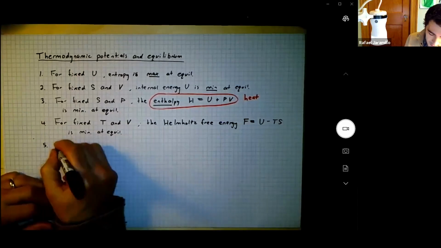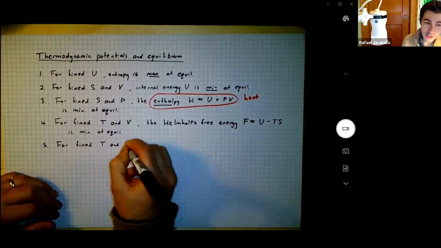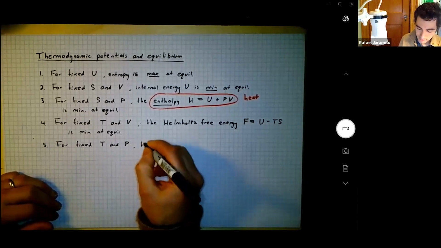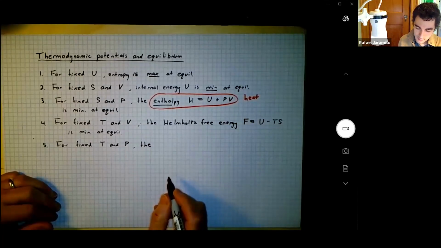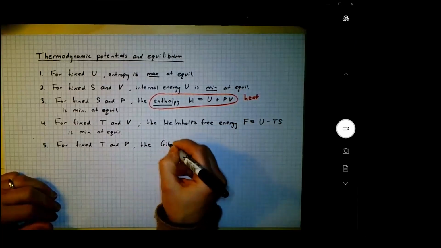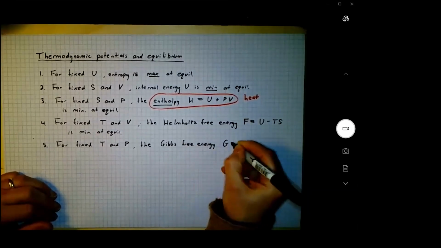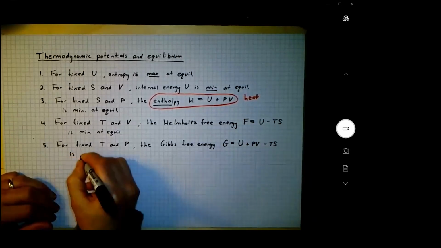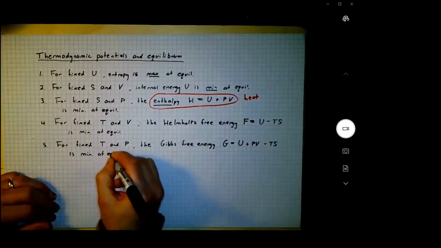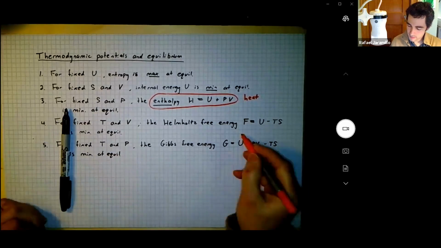This is the one that matters. For fixed temperature and pressure. Anybody know what's the relevant potential for these conditions? Who's read ahead? Gibbs free energy. Gibbs, right. So this is the one that matters for material science.